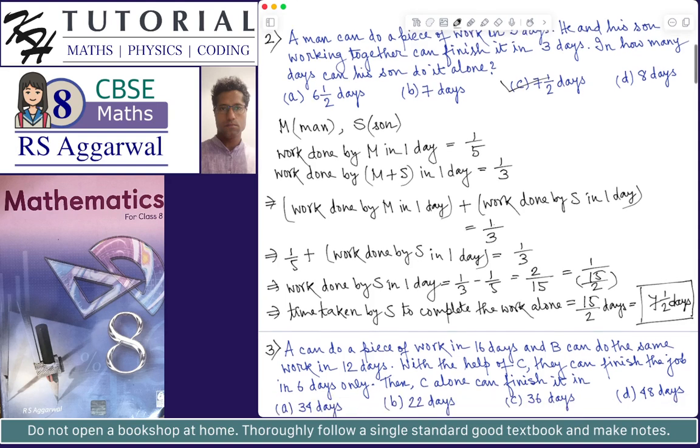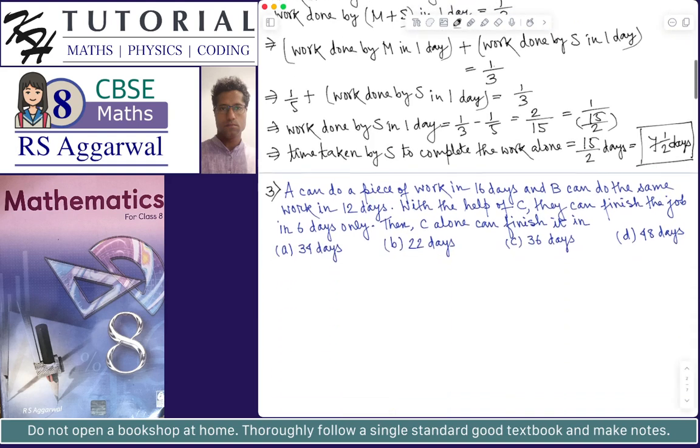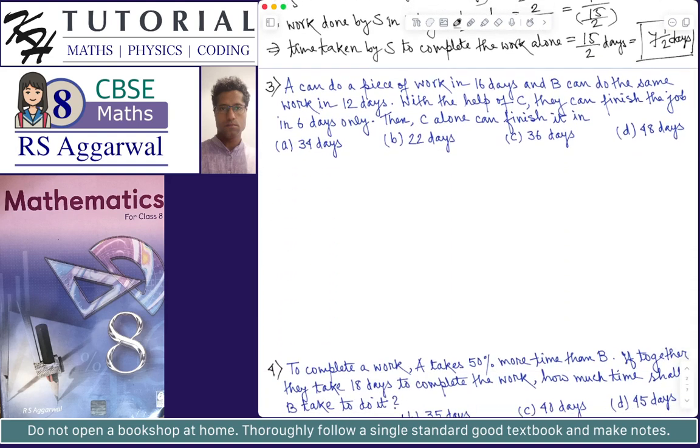Okay. Let's do the next problem. A can do a piece of work in 16 days and B can do the same work in 12 days. With the help of C, they can finish the job in 6 days only. Then C alone can finish it in.